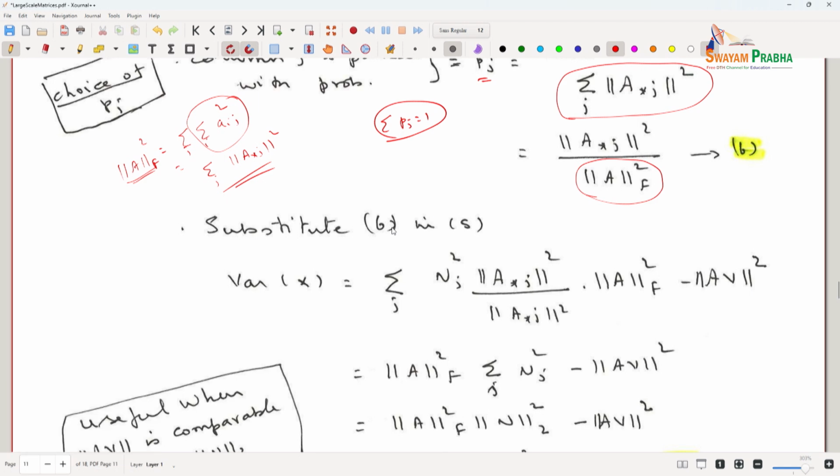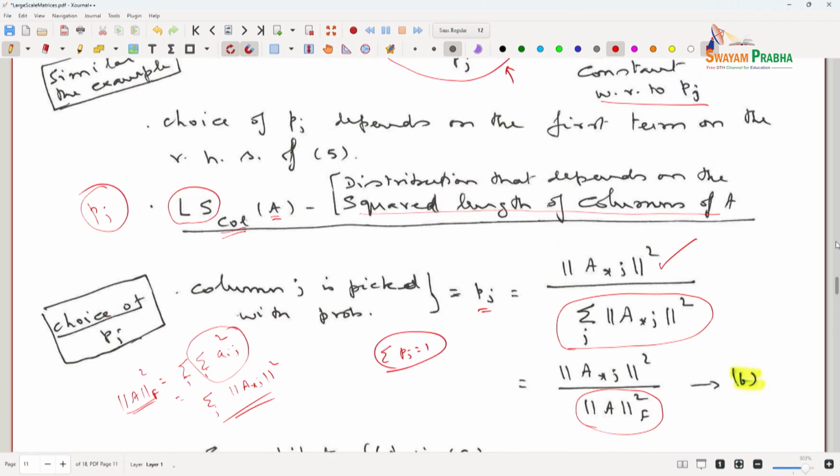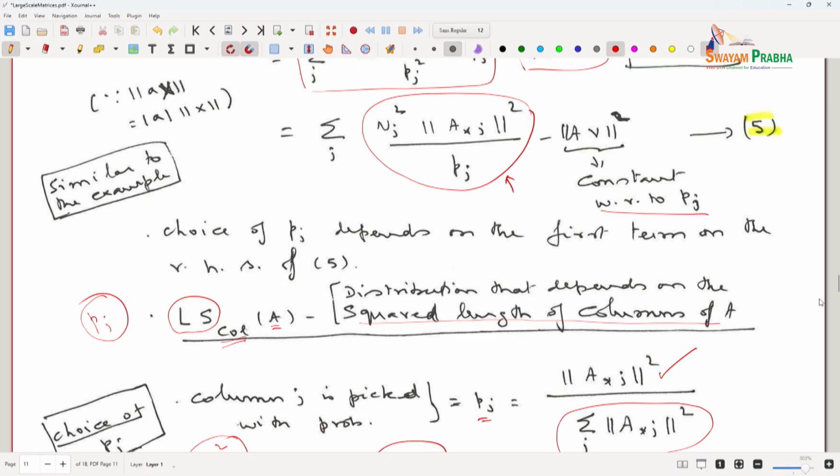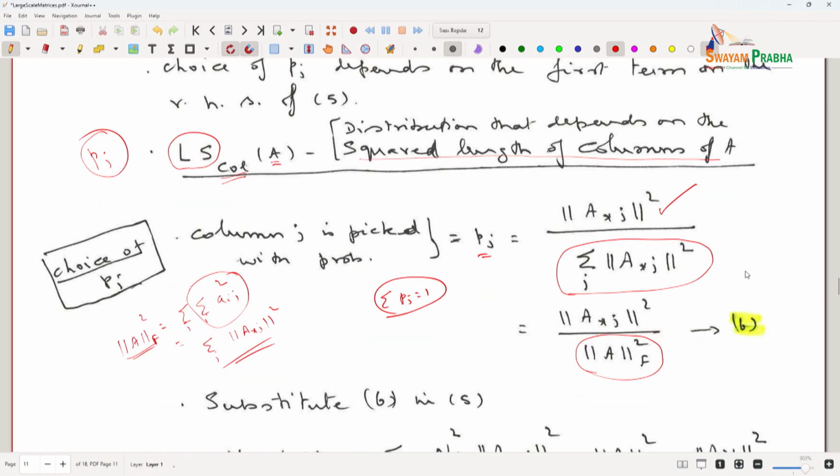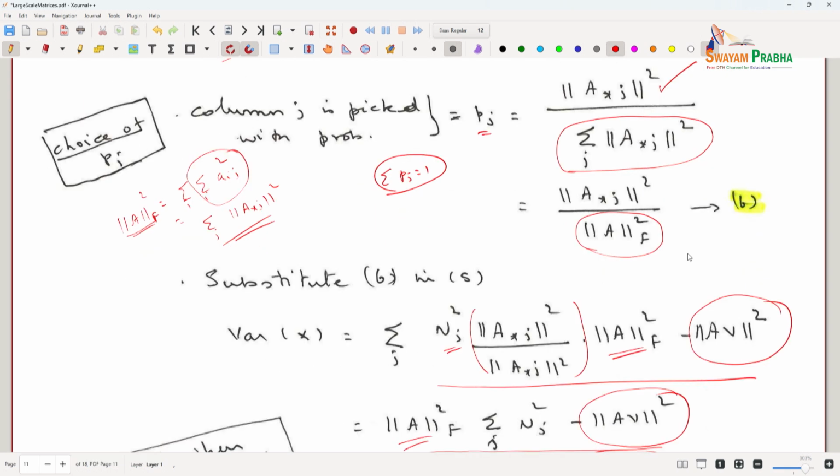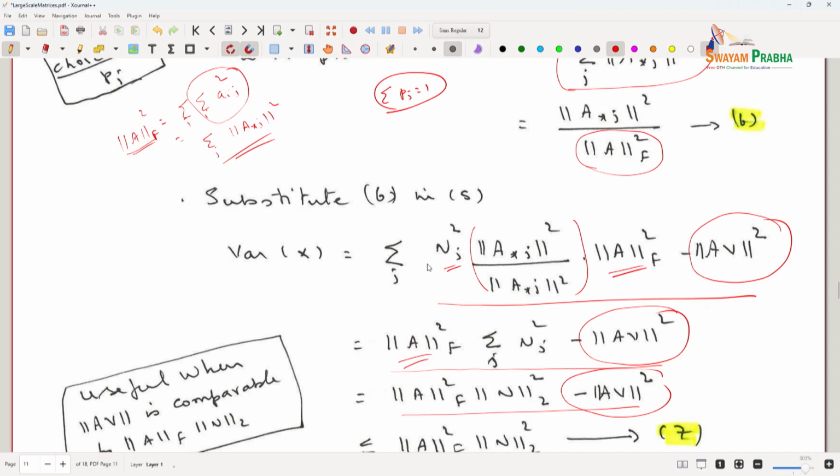You substitute 6 in phi. Let us go back. What is phi? Phi is the expression for the variance. In analogy with the scalar example, I am now going to make a leap forward. I am going to pick Pj proportional to the square of the length of the columns, and this ability to leap forward is based on our experience with the scalar variable. So, I have the expression for the variance of x. In here I am going to substitute 6, the expression for the variance of x.